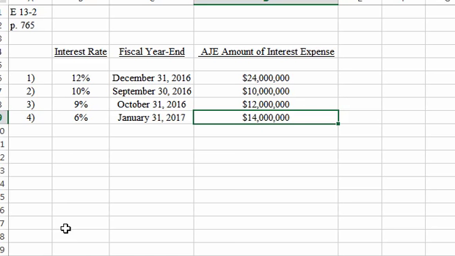We're going to get into some new stuff here soon. But thanks a lot, and if you have any questions, please be in touch. I think you'll find exercise 13.2 on the Connect Plus site to be fairly simple after working this one along with me.